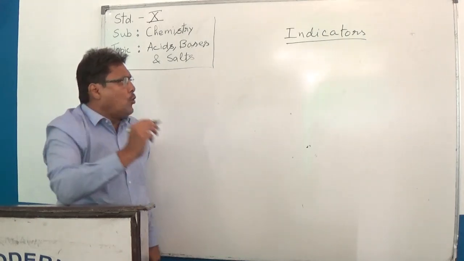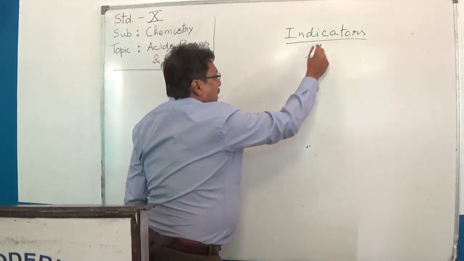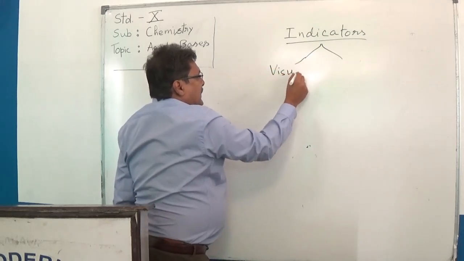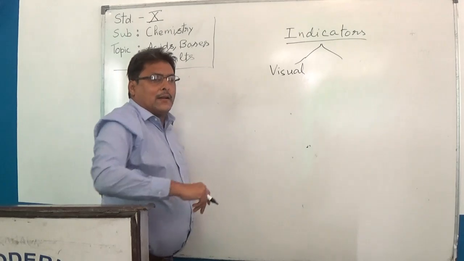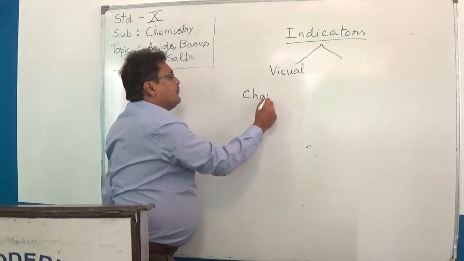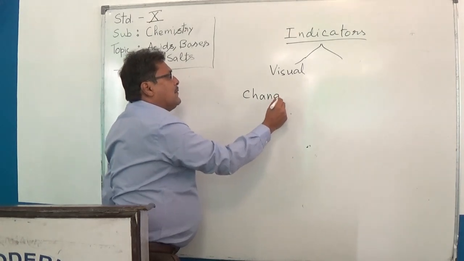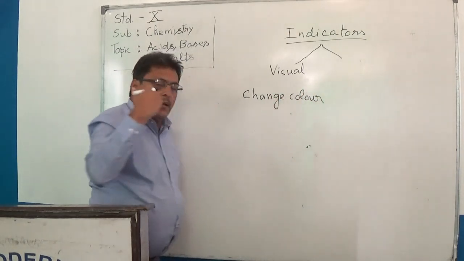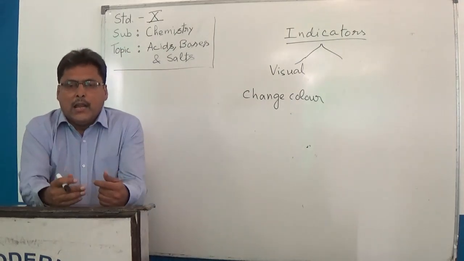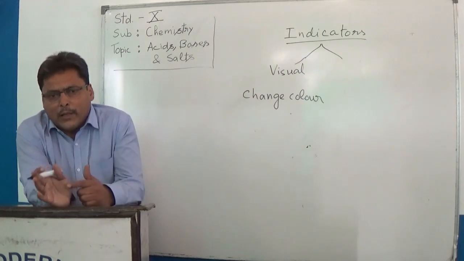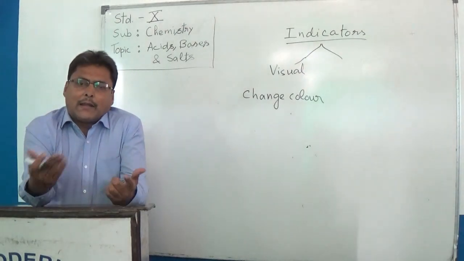It can do it in two ways. An indicator can indicate visually. It can be a visual indicator. What do visual indicators do? They change color. If you put a visual indicator in acid, it will take one color. If you put it in the basic solution, it will take another.